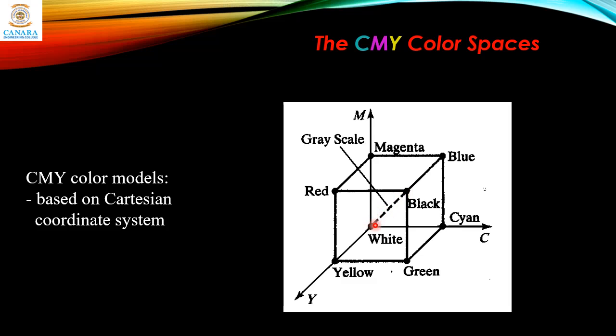Okay, so this solid diagonal is the grayscale line, and if you put only cyan and don't put any other color, you will get only cyan color as printout. And if you add cyan and magenta, you get a blue color, and if you add cyan and yellow, you get green, and if you add yellow and magenta, you get red. So this is the color cube in the CMY color space.